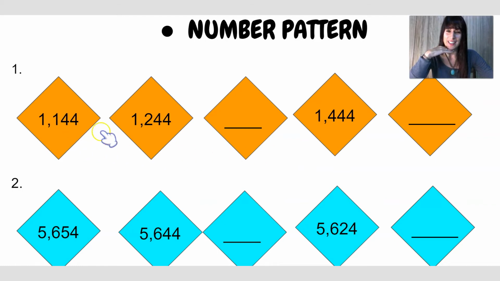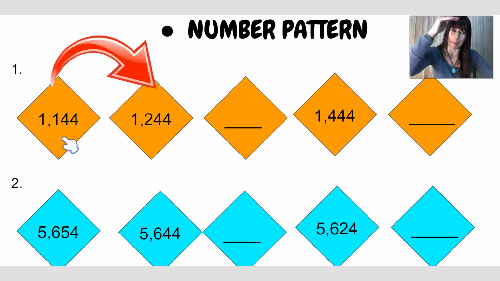Now, I can see that 1,144 and 1,244 have the same thousands place value, but what's changing is the hundreds place value. The number 1 is suddenly changing to number 2. And as you can see, the tens and ones are the same. So my pattern here is that the hundreds place value is changing, and it's going up.